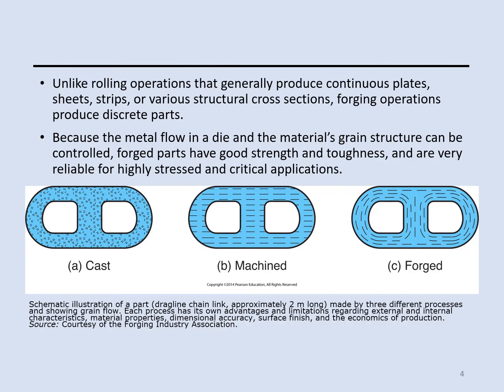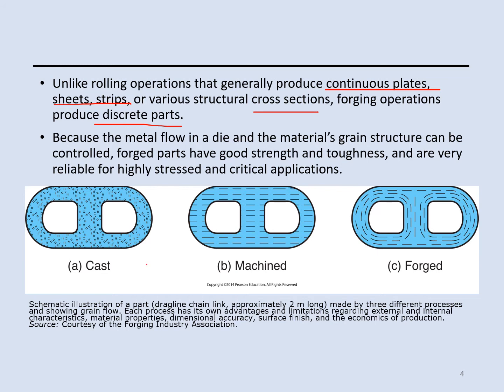In the rolling operation, we can produce continuous plates, sheets, strips, or various structural cross sections. But in forging operation, we can produce discrete parts. And the metal flow in the die in the forging process can be controlled in a way that the grain structure in the forging process is unique and different from other manufacturing processes like casting and machining.